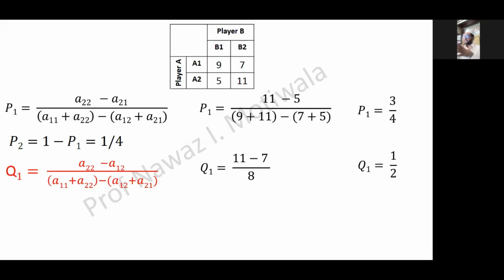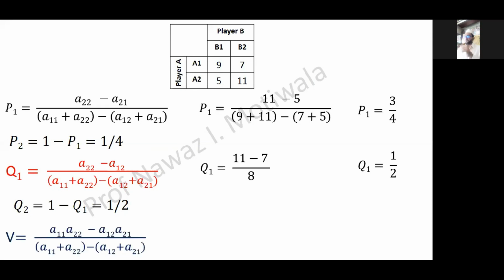What this depicts is that there is a 50% chance that player B will be following strategy B1. Now again logically it will be 1 minus Q1, and the answer will again be 1 by 2. So 1 by 2 and 1 by 2, this also I got the answer. Last, I will have to find out the value of the game. Value of the game we find by just 9 into 11 minus 7 into 5 divided by, again the denominator is same. So I will get the answer for value of the game as 8.